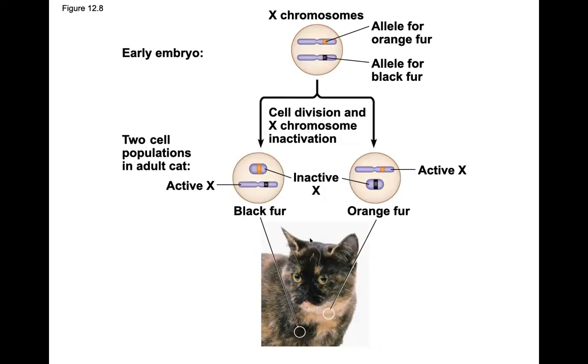And we can see that here, where in some cells during fetal development the active X codes for black fur, and then in other cells they repressed that X chromosome, so the X chromosome that's now activated codes for an orange color.